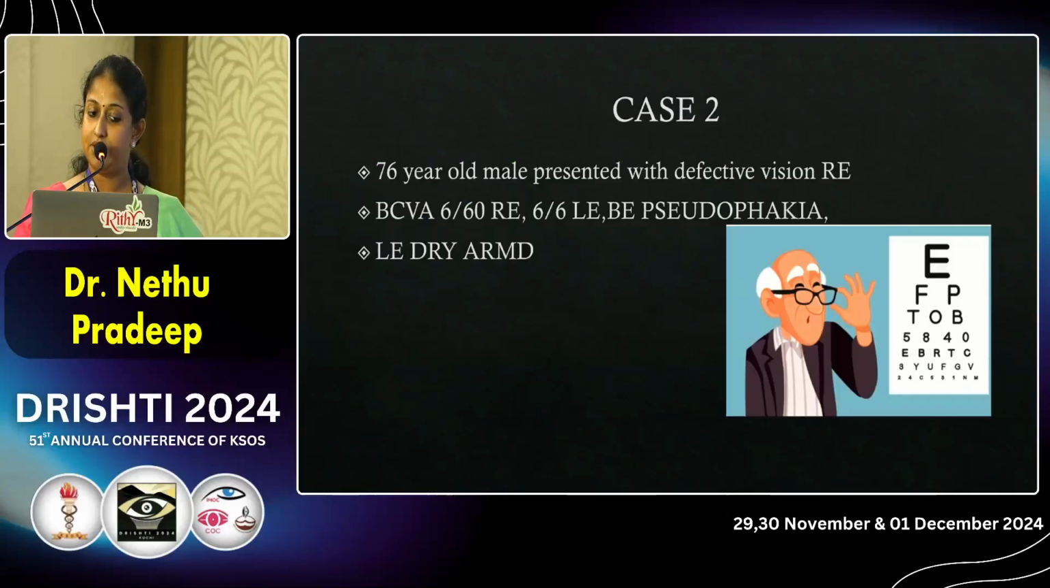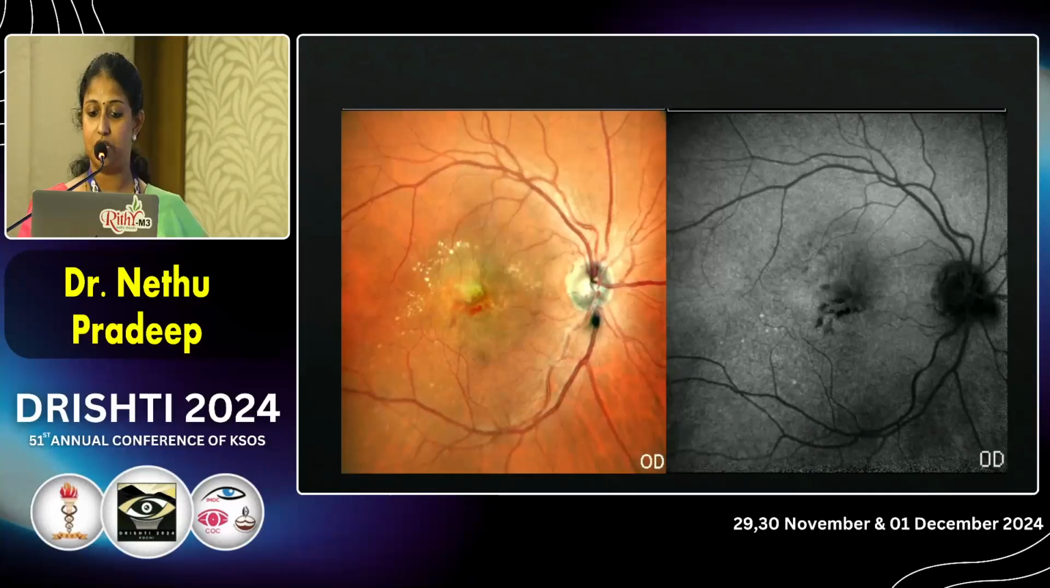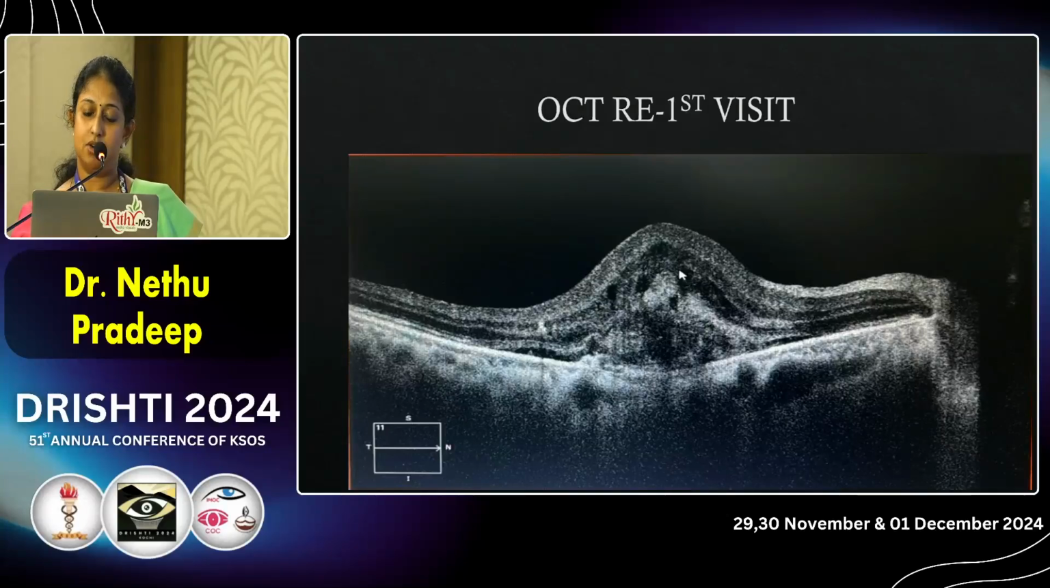Case 2 is of a 76-year-old male who presented with defective vision in the right eye. The best corrected visual acuity was 6/60 in the right eye, and the left eye is pseudophakic with dry AMD changes. The fundus photo of the right eye showed macular exudation with intraretinal hemorrhages and fluid. The autofluorescence confirms the findings, and OCT on the first visit shows intraretinal fluid, hyperreflective material which corresponds to the network, subretinal fluid, and a shallow PED.